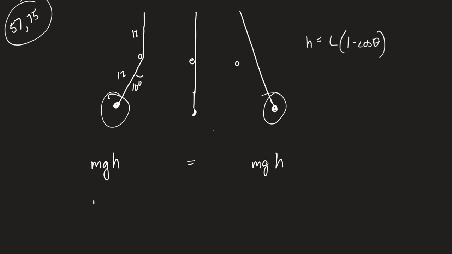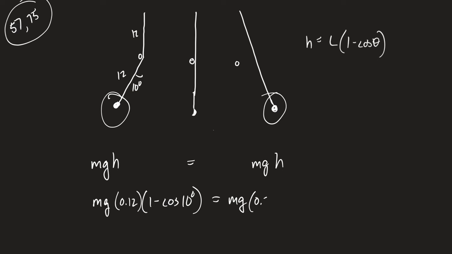Well, that means mg times 0.12 times 1 minus cosine 10 degrees. That's the left side. All right, the length of the string is 0.12, and the angle that was given was 10 degrees. Does that make sense?